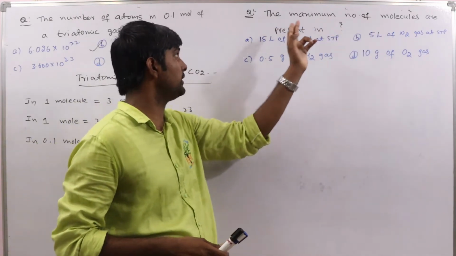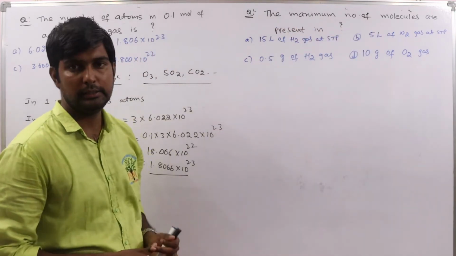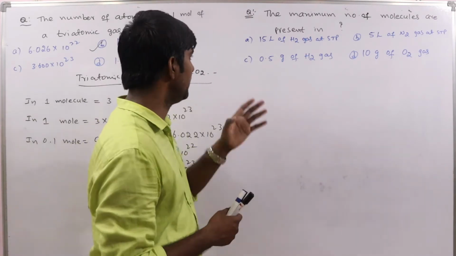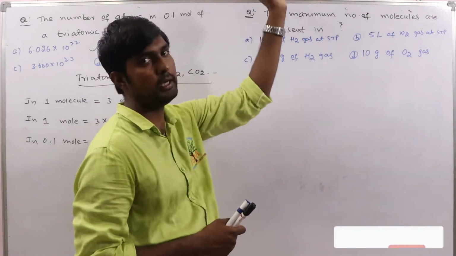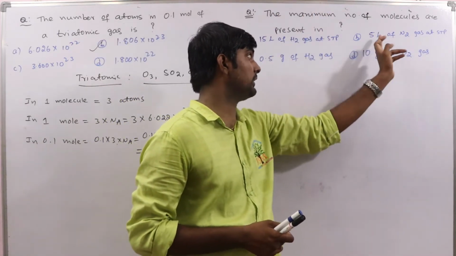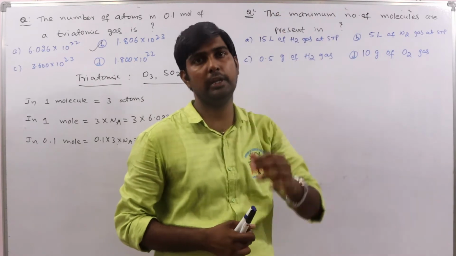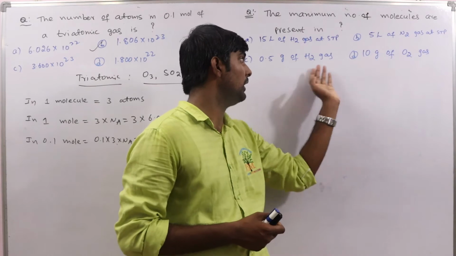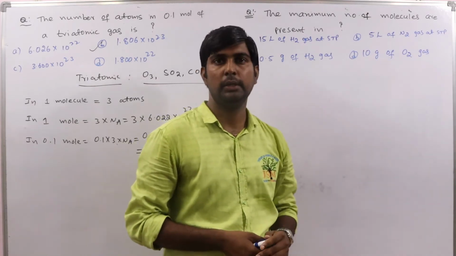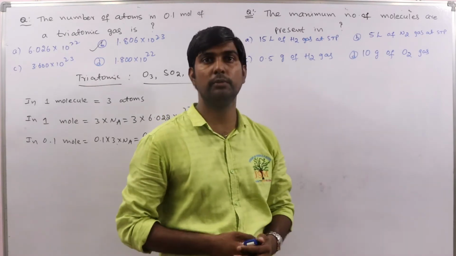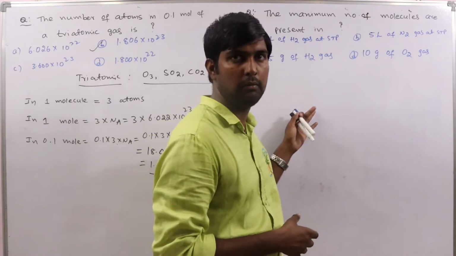Next, maximum number of molecules are present in. Just now we discussed 2 problems in the beginning of this lecture. So again it is a similar model, but if you observe this problem, 2 options are given as gases, their quantity is given in liters. Their volume is provided, and the remaining 2 options, their mass is given. So here volume is given in liters, here mass is given in grams. So what do we have to do? How to solve? Very simple.